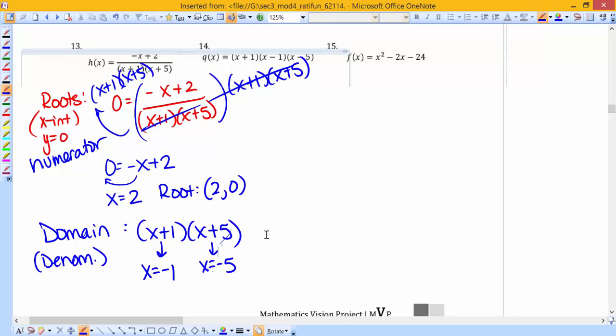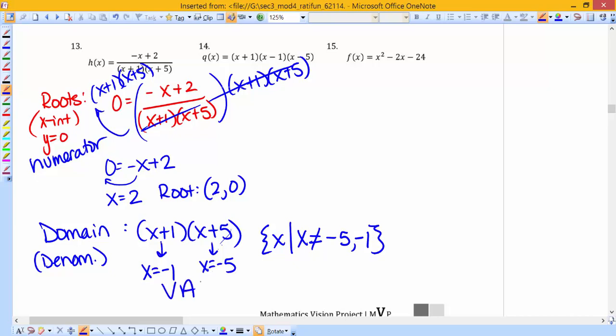So when I'm writing my domain, I'm going to use set notation. x such that x cannot equal negative 1. Actually, I should put negative 5 first, the smaller number first. Negative 5 and negative 1. Recognize that these two numbers are also your vertical asymptotes. They come from the denominator. So domain and vertical asymptotes go together.